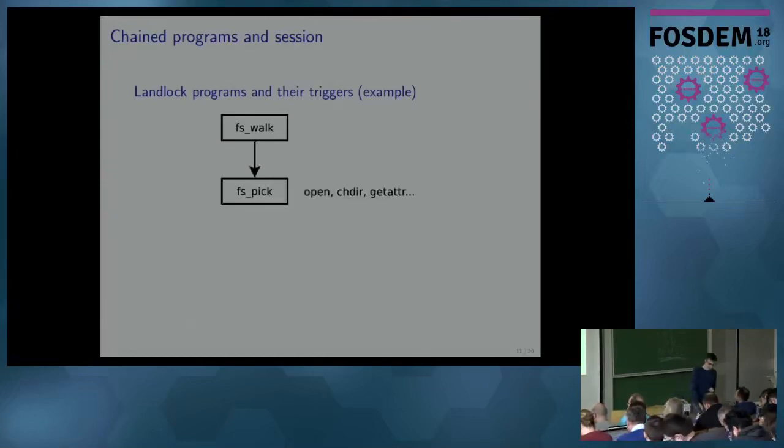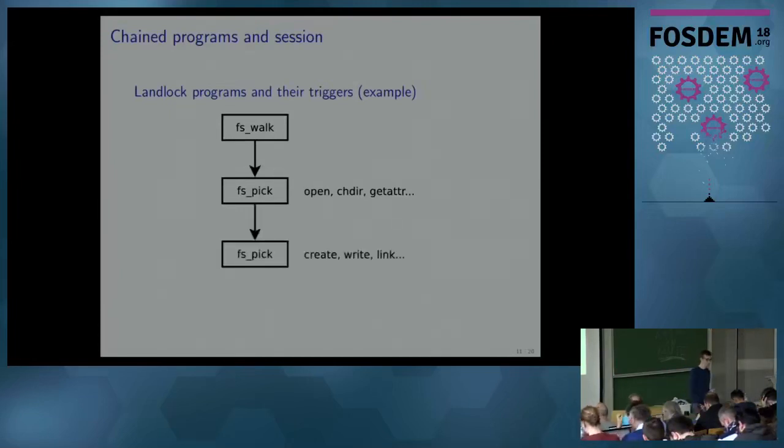And in this example, I chained an FSPick program with the FSWalk one. The FSPick program is dedicated to evaluating, well, to allowing the access or not to the leaf of a file path, so usually a file. And you can then add some triggers to only trigger this program for a subset of actions. In this example, open, changing directory, and getting attributes. So I created a subset of triggers which are related to read-only actions.